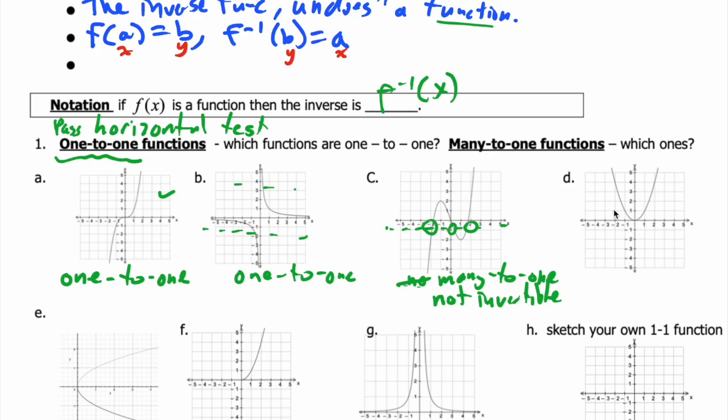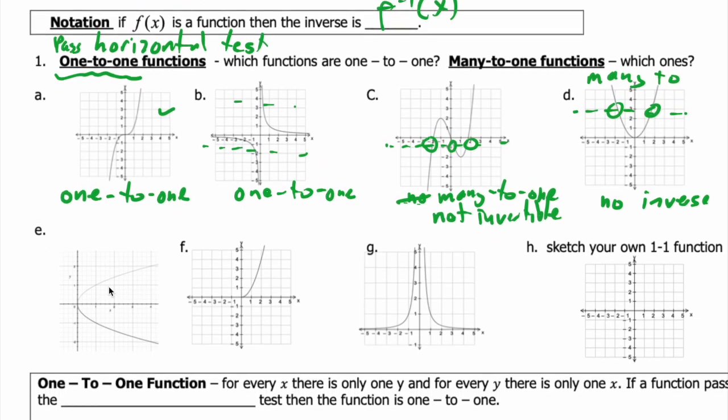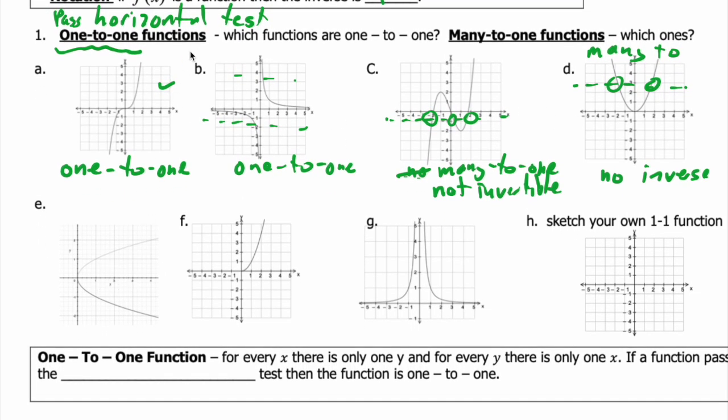Here's a parabola, and unless you restrict the domain, it does not have an inverse, because it fails the horizontal line test. Okay, no inverse. Many to one. And this one is actually not a function at all. This original thing is not a function, so you can't call it a one-to-one function if it's not a function at all. It fails the vertical line test.